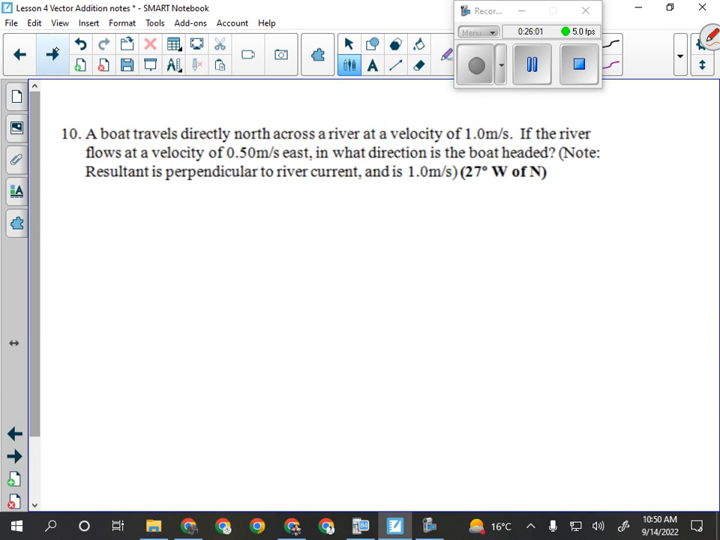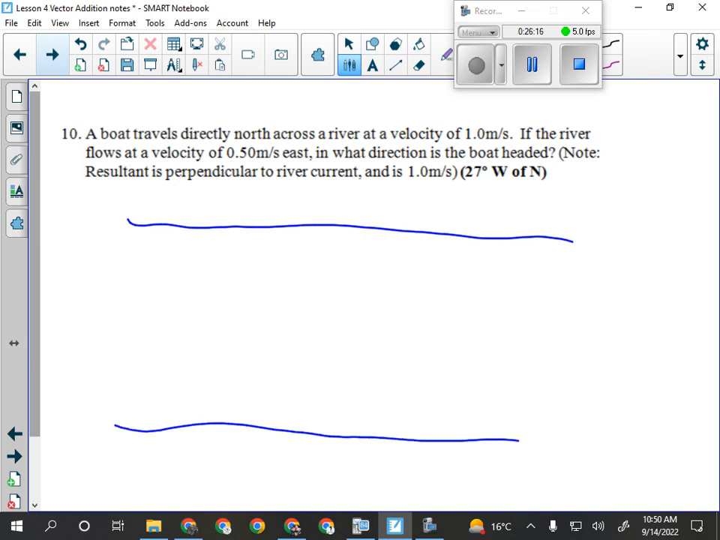A boat travels directly north across the river. And here in brackets it says, note, the resultant is perpendicular to the river current and is 1.0 meters per second. So, at the start of the question, they said the boat is traveling straight across the river. Well, that means if that's what it is doing, that's the resultant. That's what the drone would see if it were over top. How does it make it do that? Well, it has the river's current, 0.5 meters per second, and the speed of the boat.